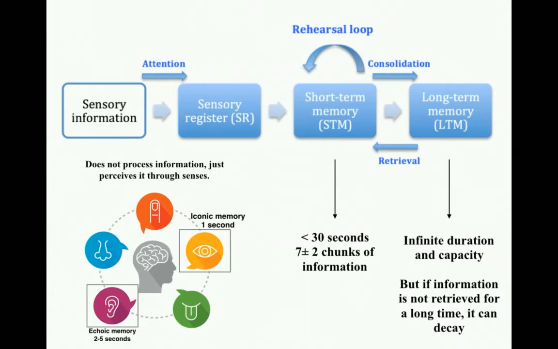As for the duration and capacity, it is infinite. This basically means that information can be stored in the long-term memory for as long as you want, and that the capacity is not just 7 chunks or 2 terabytes, that it is infinite as well, and you can hold as much information in the long-term memory as possible. But the problem with that is if information in the long-term memory is not retrieved periodically or over a long period of time, there's a high chance that it might be decayed.